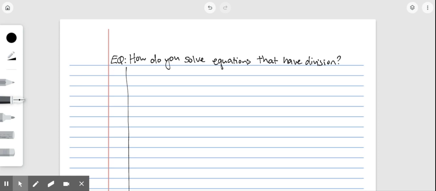All right, beautiful people. So today we're talking about solving equations that have division to begin with. Yesterday we talked about equations that had multiplication and solving them that way. Now we're talking about equations that have division.